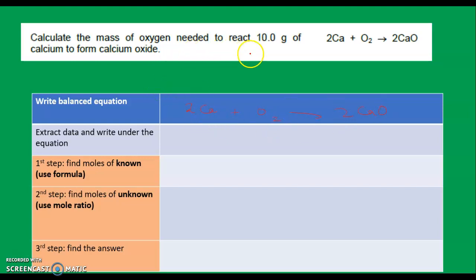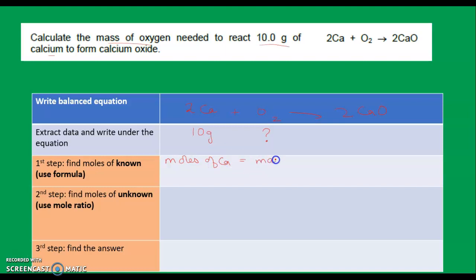Now I need to extract the data. So I've got 10 grams of calcium. So I'm going to write calcium mass is 10 grams. I need to find mass of oxygen. So I put a question mark underneath oxygen. Now that you've done this much, you need to do the first step, which is always to find the moles of known. So you need to find moles of calcium.